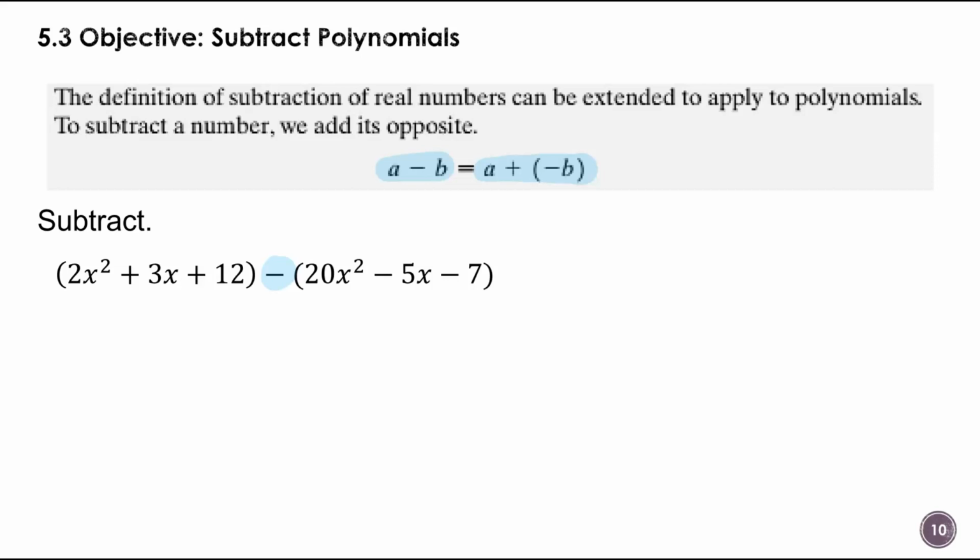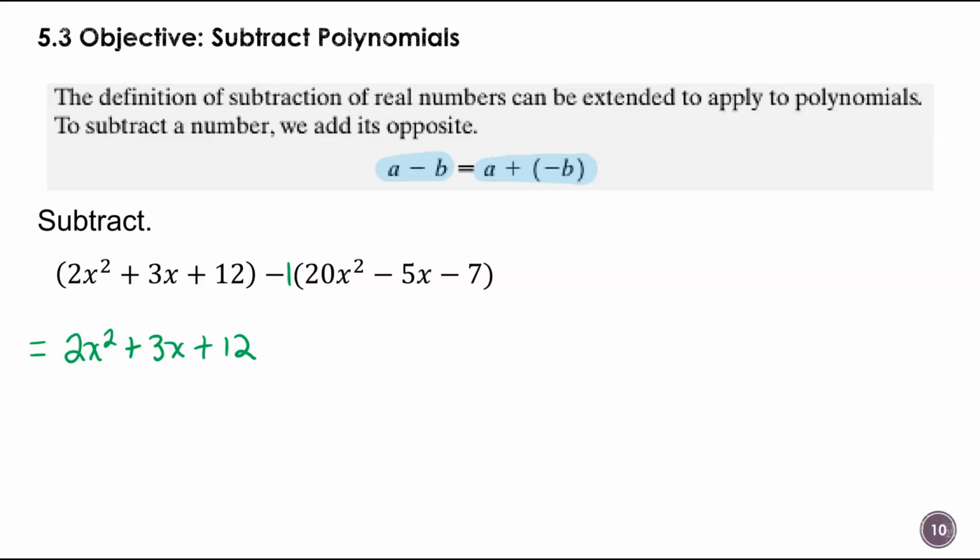Okay, so we're going to take these out. To subtract a number, we add its opposite. Okay, so if we're adding the opposite of everything following the subtraction, then each of those is going to change sign. So we're going to take this out, 2x squared plus 3x plus 12. This one stays the same because in front of the parenthesis there's a +1 if you wanted to think about it that way. You can treat this like a -1.